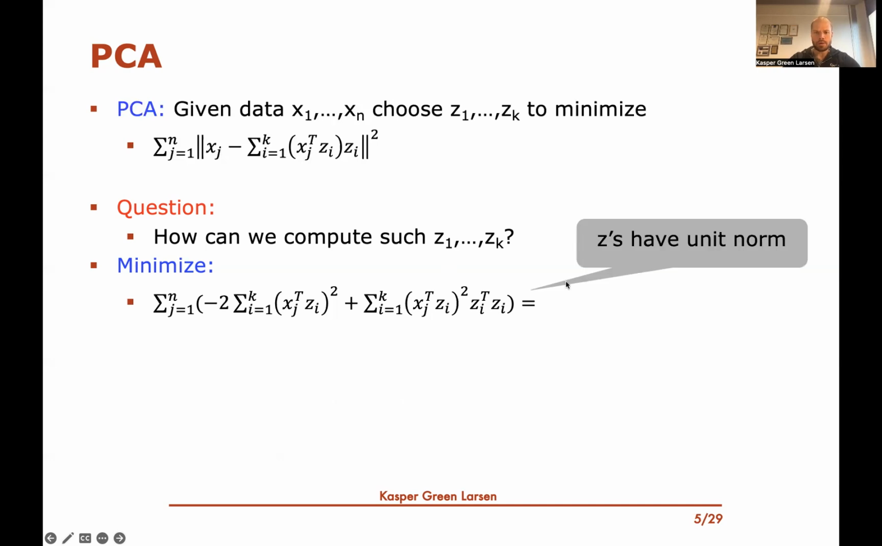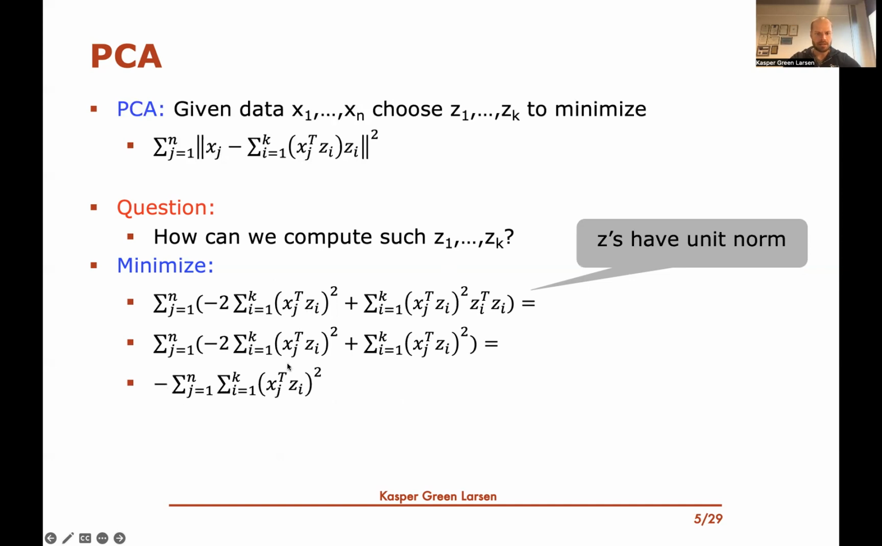And we have some more observations we can make, right? We're also saying that the zi's should have unit norm, which means that each of these inner products with themselves is just 1. Okay, so this term also goes away. And then we see that we have -2 times this sum of squares plus 1 times the sum of squares, as we see here. And basically we get rid of one of them, so it's just the minus of the double sum of the squares of xj's inner product with zi. Okay, this is what we're minimizing.